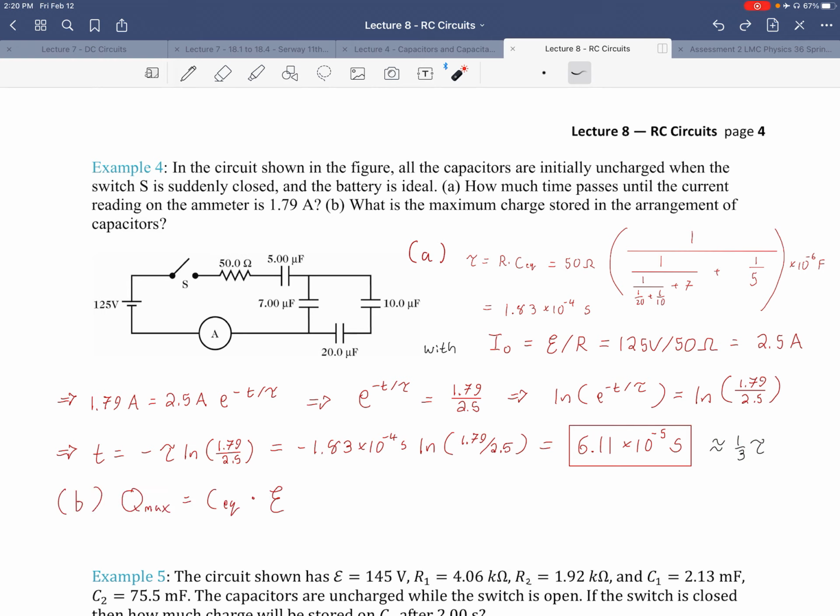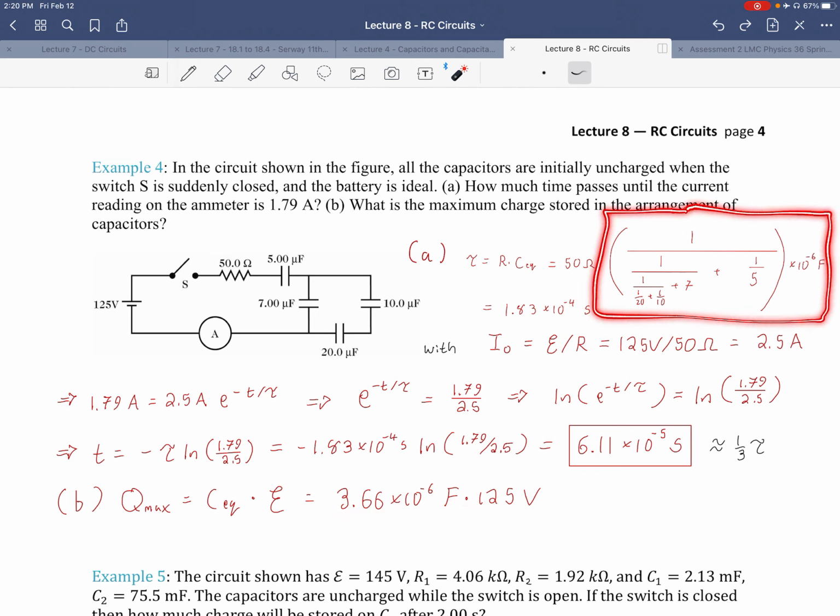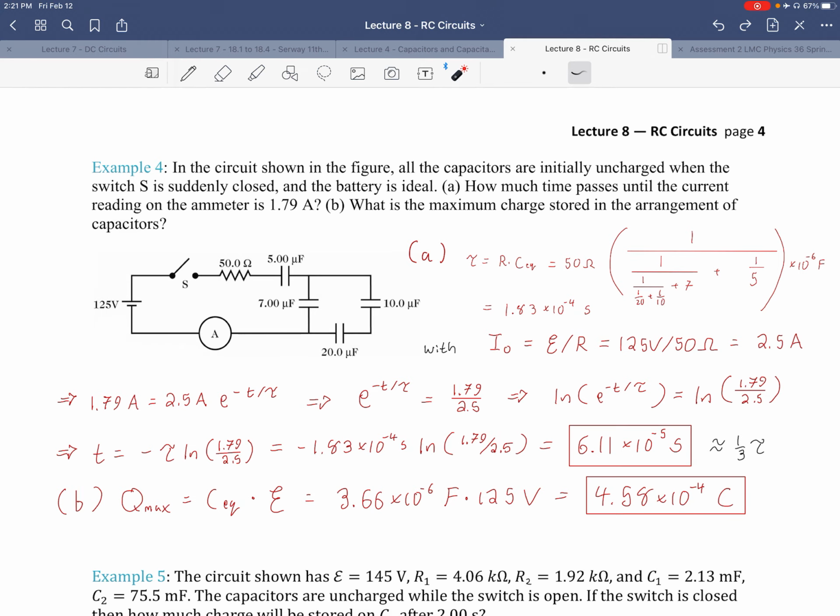Very good. In part B, what is the maximum charge stored in this arrangement of capacitors? Well, that is as simple as multiplying the equivalent capacitance times the EMF. This is the case once they're fully charged, once the current has decayed to 0. We just have 3.66 times 10 to the negative 6 farads, multiplied by 125 volts. If you're wondering where this number comes from, that's just this part of this expression. If I took this whole number here and divided by 50, I get this number, and of course the units become farads. And there we go. Our maximum stored charge is 4.58 times 10 to the negative 4 coulombs.